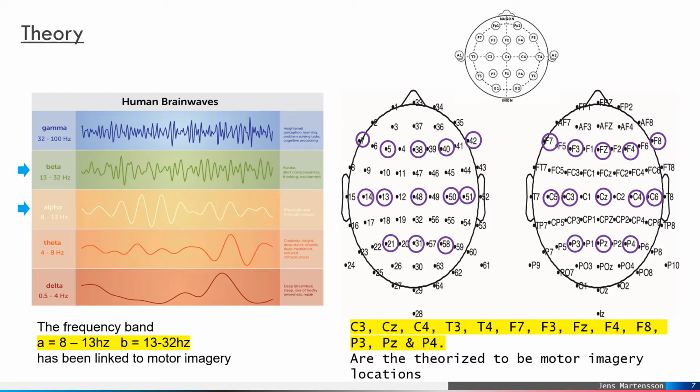For the theoretical half, as you can see, this is the human brain waves, and it's broken down into 5 parts, which are gamma, beta, alpha, theta, and delta. From what we learned, the frequency bands linked with motor imagery are both the beta band and the alpha band. Over here we have the electrodes that we are planning to use. These specific electrodes are related to motor imagery function, especially these three, which are C3, CZ, and C4, which are important for our experiment.